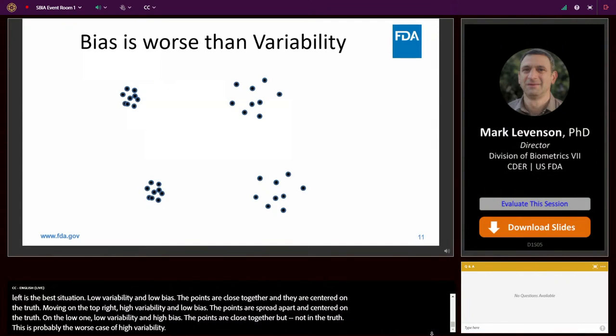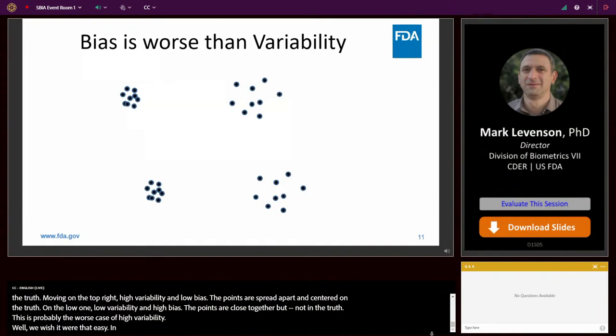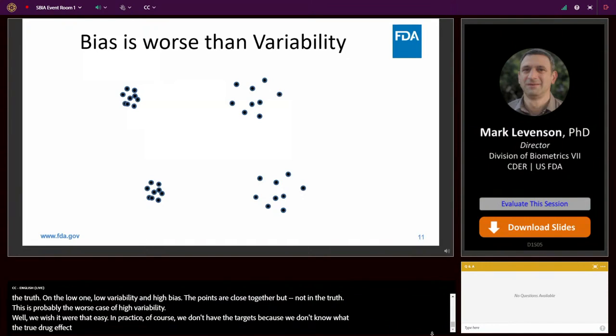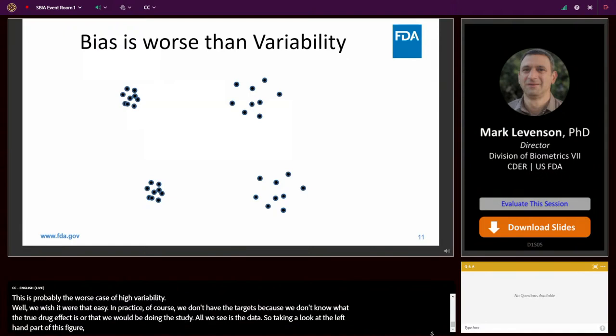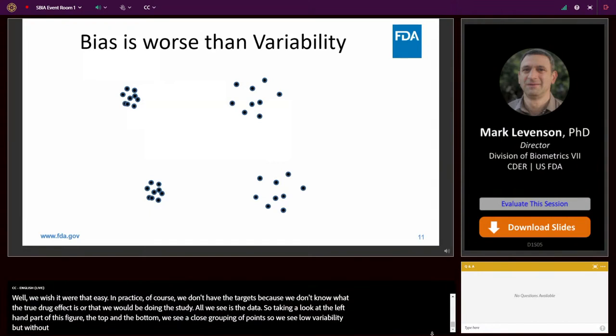In practice, of course, we don't have the targets because we don't know what the true drug effect is, so now we wouldn't be doing the study. All we see are the data. So taking a look at the left-hand part of this figure, the top and the bottom, we see a close grouping of points, so we see low variability. But without the target, we don't know anything about the bias. We don't know if the top is biased or the bottom is biased, or perhaps they're both biased.